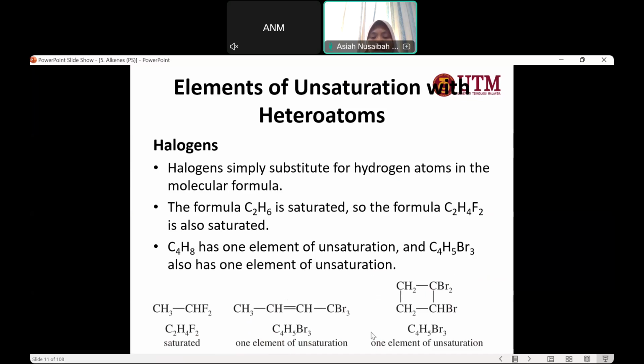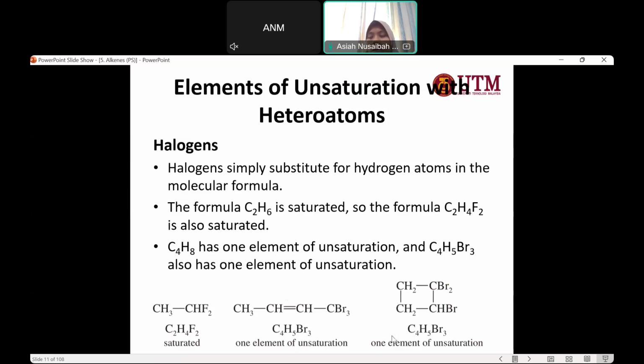Let's see several structures at the bottom here. On the left bottom, we have a saturated compound, C2H4F2, where only single bonds are present. It is the same as C2H6. Then in the middle, we have one element of unsaturation, C4H5Br3 as shown just now. Here we have one double bond, therefore one element of unsaturation.